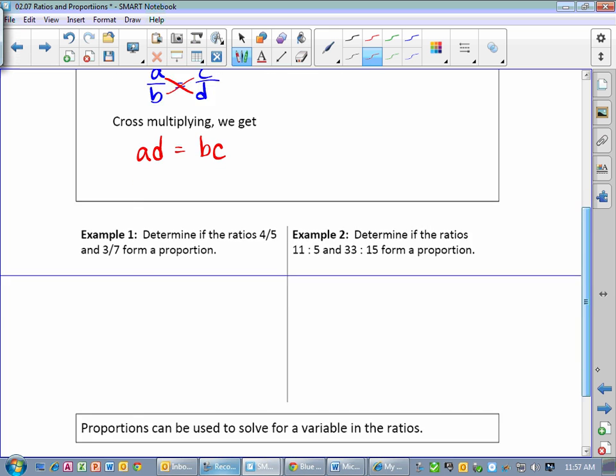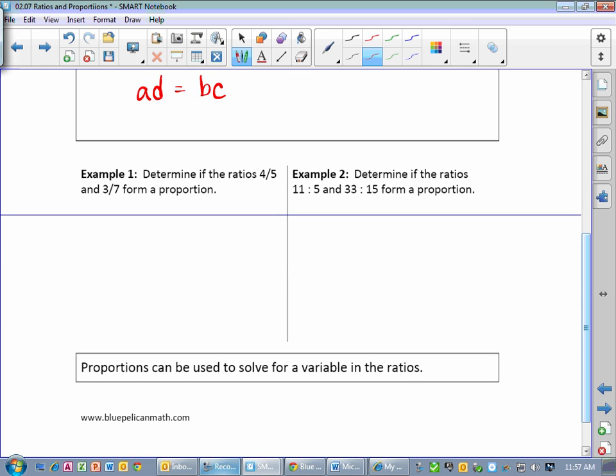Okay, so example 1 says determine if the ratios 4 to 5 and 3 to 7 form a proportion. So we write 4 to 5 equals 3 to 7. Okay, that's basically how we started. And the way we check to see if it's a proportion is we cross multiply and see if they both equal the same. So it's bottom right times top left. So 7 times 4 gives us 28. 5 times 3 is 15. Does 28 equal 15? No. So they're not equal, and so they do not form a proportion. That's easy. Not a proportion.